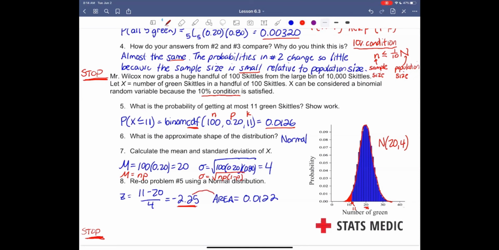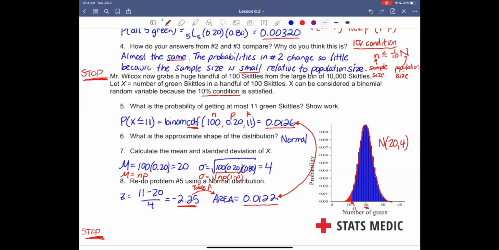And then, of course, to go from here to here, we'd have to look up that area in table A, and we get an answer of 0.0122. Now, hopefully, you recognize that your answer using the normal distribution is almost exactly the same as the answer you got using a binomial distribution.